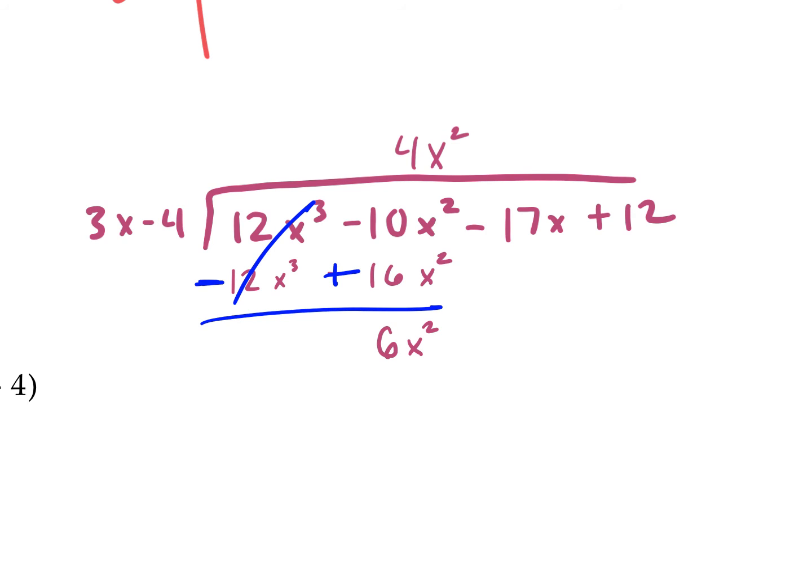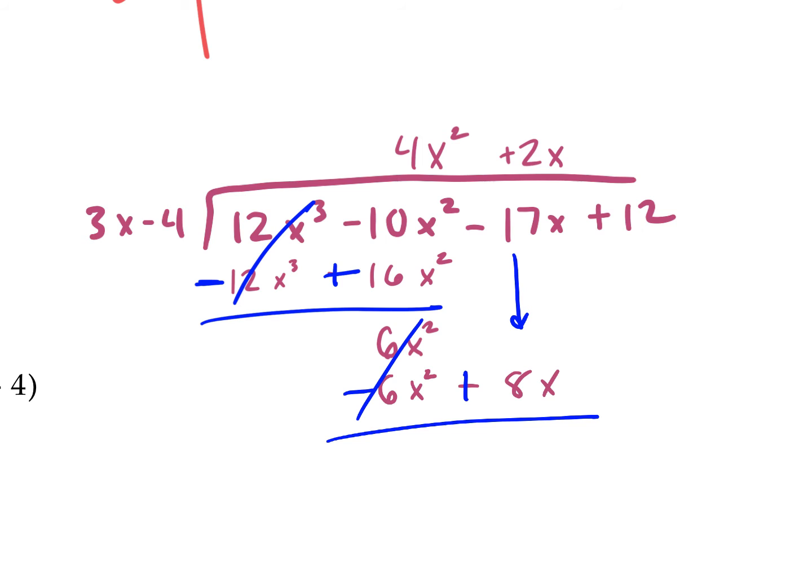Then we do all the same steps again. Divide by 3x. So 6x squared divided by 3x would be 2x. Then we multiply. So this would be 6x squared minus 8x. What do I have to do next? Change the sign. So minus plus, this cancels. Add them together. Negative 17x plus 8x.